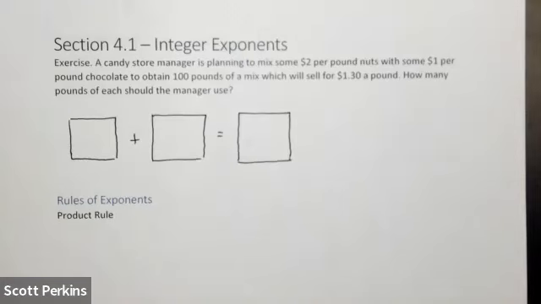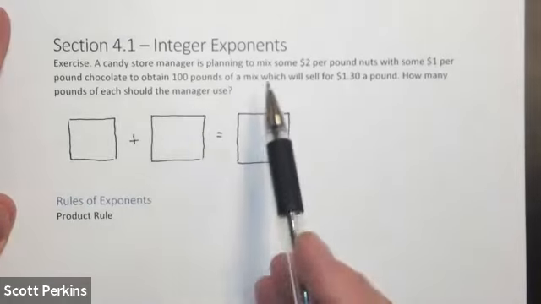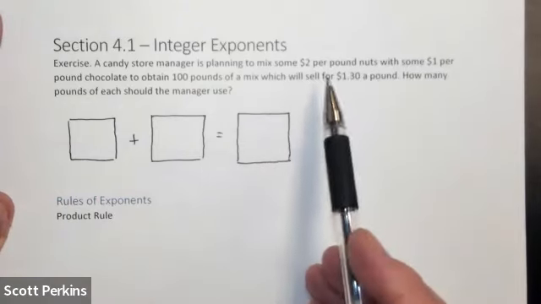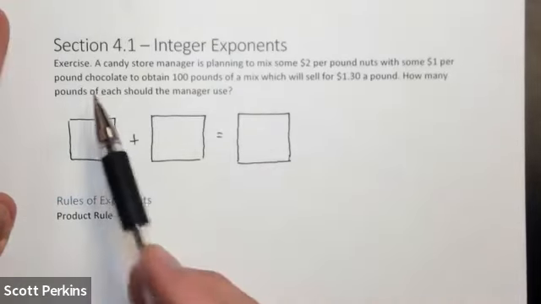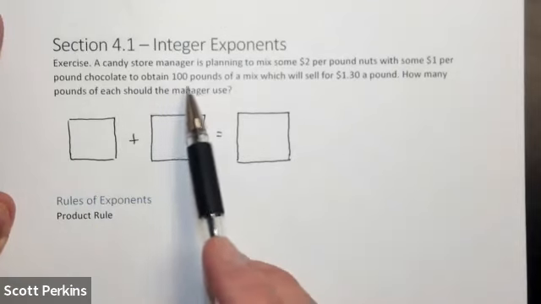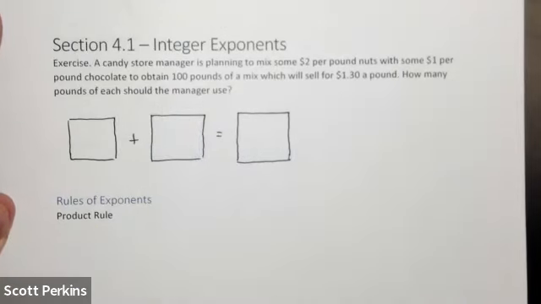Right, so the setup I employ doesn't have to be the way that you do it. If you can see how to set this up without any pictures or anything, that is totally great. But this just helps me distribute the information and think about it. So we have a candy store manager planning to mix some $2 per pound nuts, I've kept the numbers nice and simple here, and $1 per pound chocolate. What this person wants is 100 pounds of a mix that's going to be sold for $1.30 a pound. The question we're going to try to answer is how many pounds of each of the nuts and the chocolate are we going to add together.